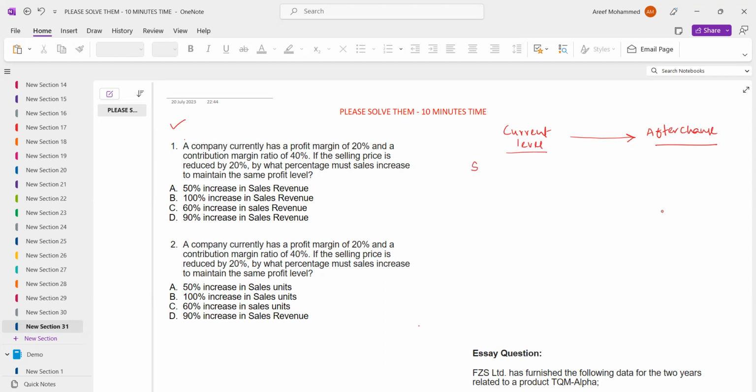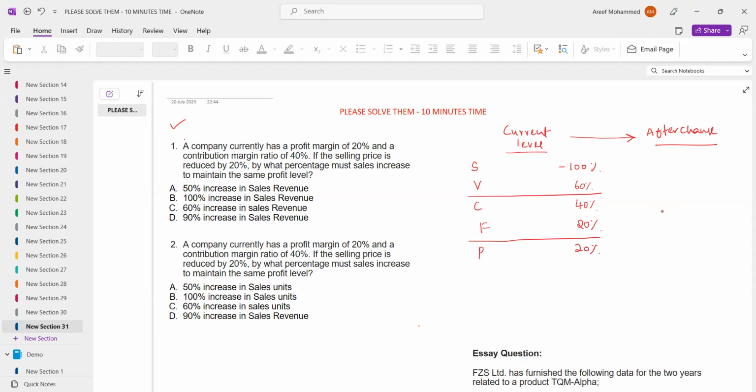So we know that sales always stands 100%. From that we will deduct the variable cost. Then we'll get the contribution margin. Contribution margin is given in the question, that is the 40%. If contribution margin is 40%, what is the variable cost? 60%. And if profit is given 20%, what is the percentage of fixed cost here? 20%.